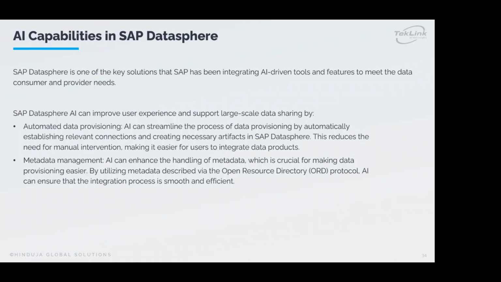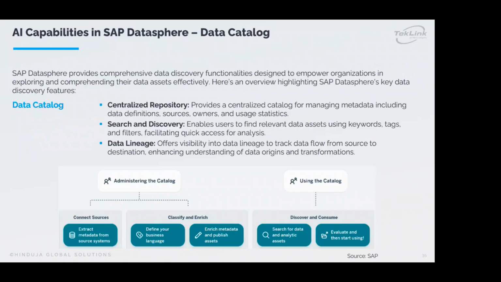SAP DataSphere is actually a component within SAP BTP, the Business Technology Platform. As you know, SAP BTP has its own AI Core, its own generative AI hub, and also the vector engine, the HANA Cloud Vector Engine. SAP DataSphere runs on top of HANA Cloud, so the underlying capabilities of BTP and HANA Cloud are available in DataSphere. Now we will focus on some of these tools and functionalities.